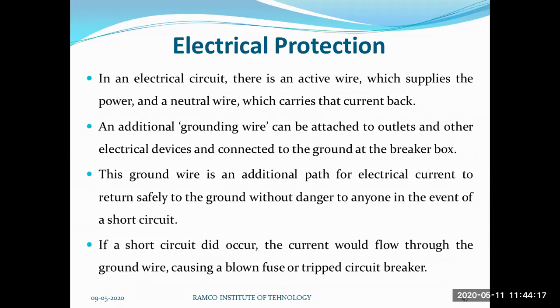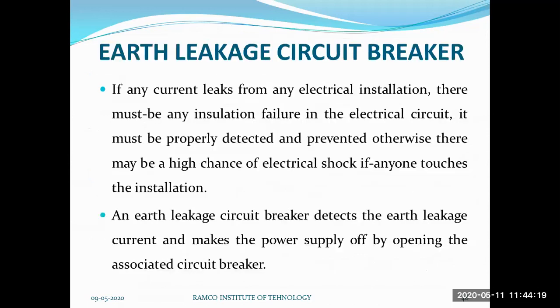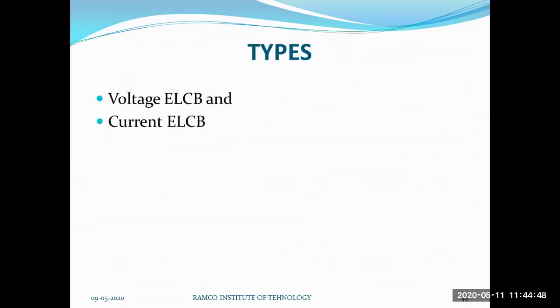So this protection can be done with the help of an earth leakage circuit breaker. So this earth leakage circuit breaker will detect the leakage current flowing to the earth terminal. So it will trip the power supply. So the power supply will not be available to the electric appliances. So this earth leakage circuit breaker has two different types.